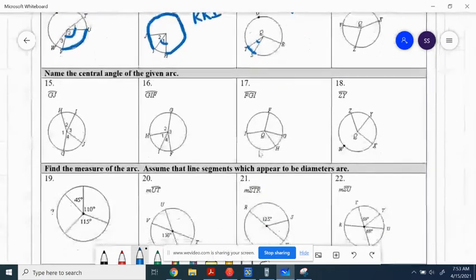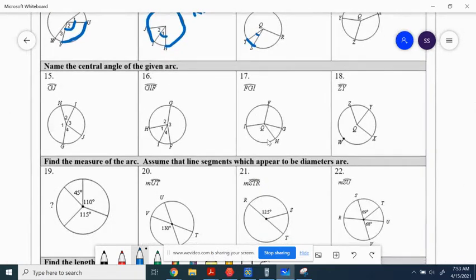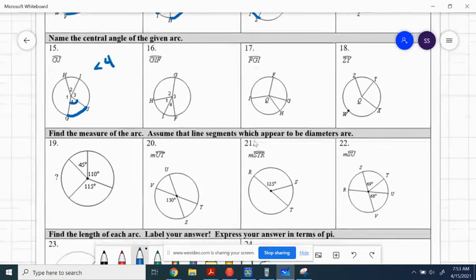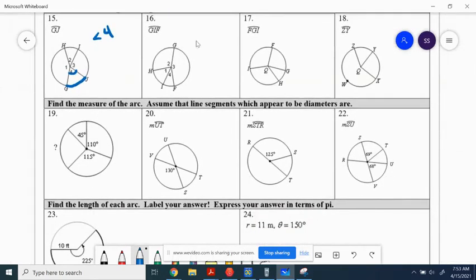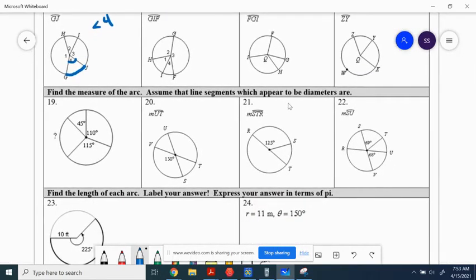Now we're doing kind of the opposite of this. We're naming the central angle given the arc. So if we have arc GJ, so that's right here, what would be the central angle? That would be angle 4. All right, I think you guys can do 17, 18, or 16 through 18.